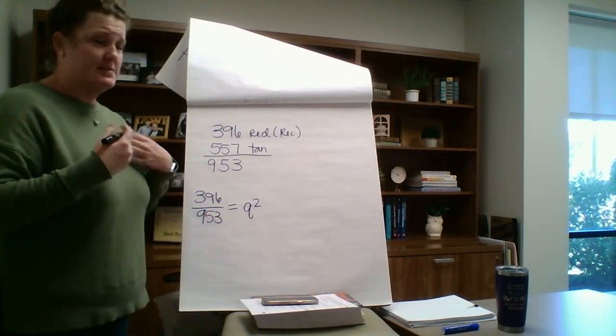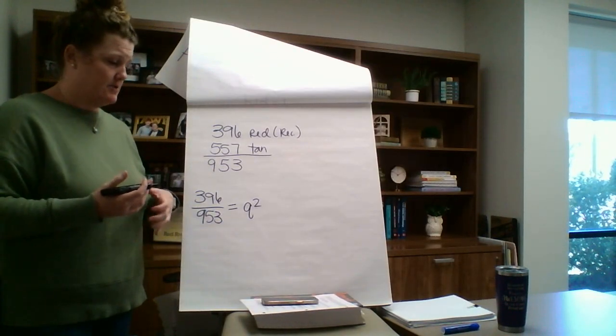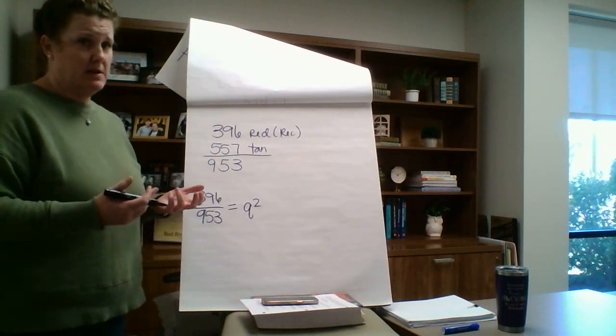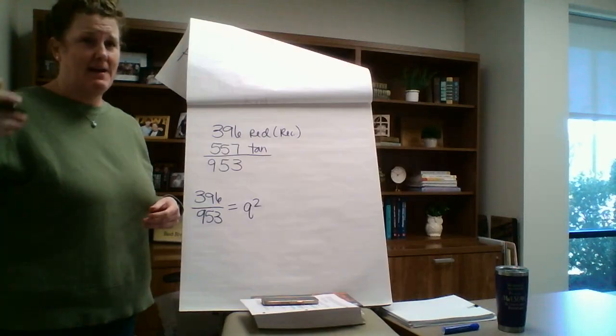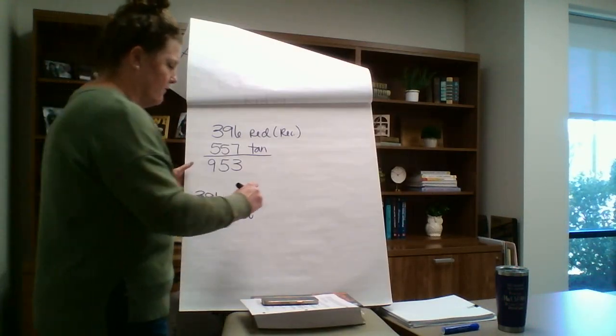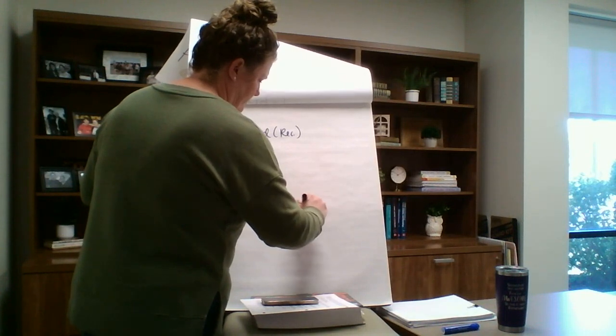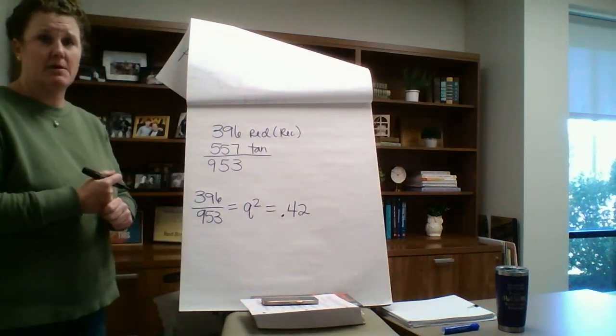All right, now this is where you're going to want to round. Okay, so I got 0.41552. So I typically round to the hundredths place unless I have to carry it out further. So my Q squared for this is going to be 0.42.